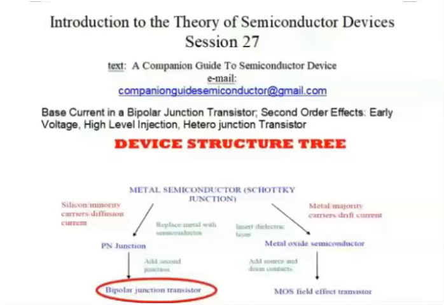Straightforward to understand, and we'll be talking about, after that, high-level injection, and hopefully toward the end we'll at least get close to talking about this wonderful device called the HBT, the heterojunction bipolar junction transistor. The theory is relatively straightforward, although the fabrication is not so simple, but we don't have to fabricate them, we just have to understand how they work.